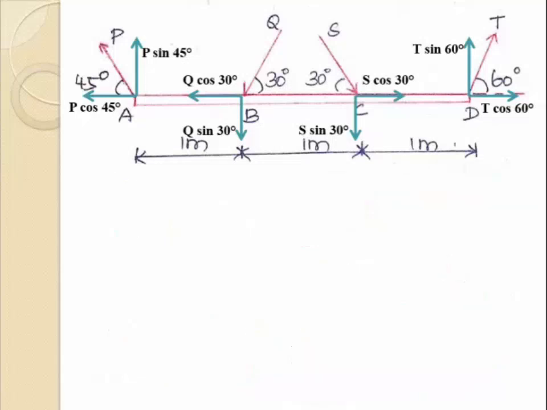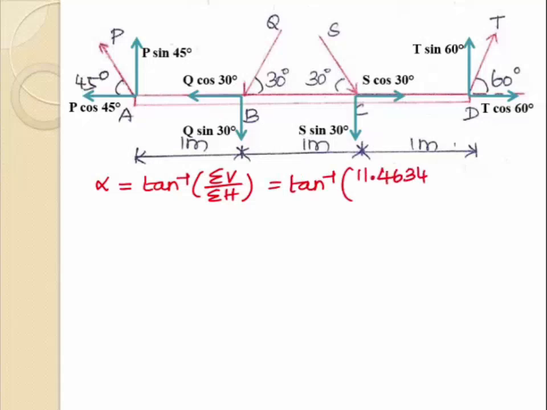We can calculate the direction of the resultant force alpha using this formula, tan inverse of summation V by summation H. So which is tan inverse of summation V value is 11.4634 and summation H is 2.393. So the result of alpha will be 78.21 degree. Okay. So now we have calculated the magnitude and direction of the resultant force.